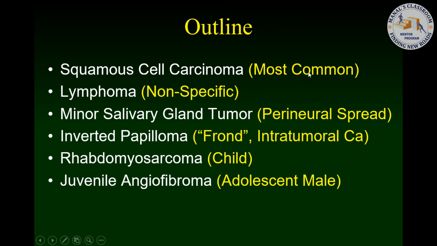So just to review so far, squamous cell is most common, lymphoma is nonspecific. If we see perineural spread, we think of minor salivary gland tumors. Frond-like appearance with calcifications, think of inverted papilloma. In a child, think of rhabdomyosarcoma. An adolescent male, think of juvenile angiofibroma.